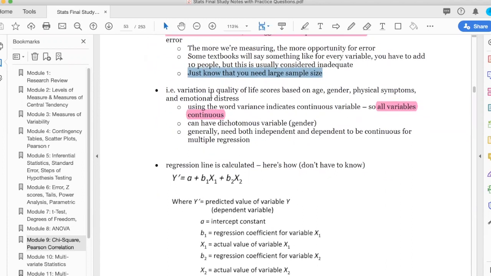So here's a good one. We're studying quality of life. That's the dependent variable. And we want to know its relationship with age, gender, physical symptoms, and emotional distress. So you have 4 independent variables, all either ratio or interval levels of measure.